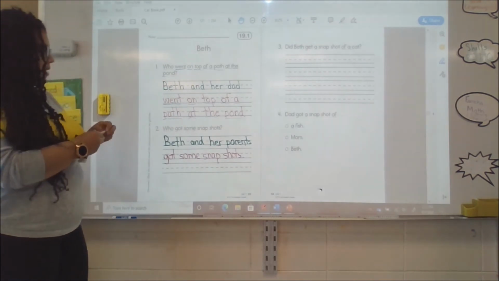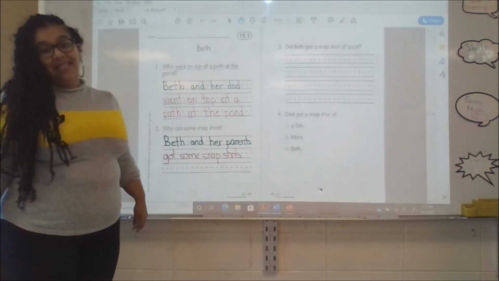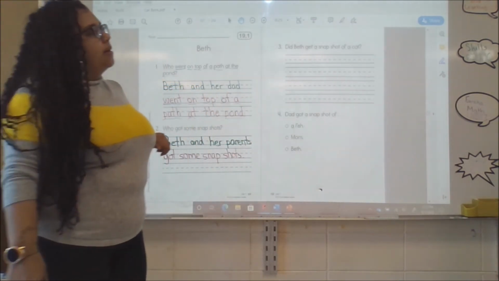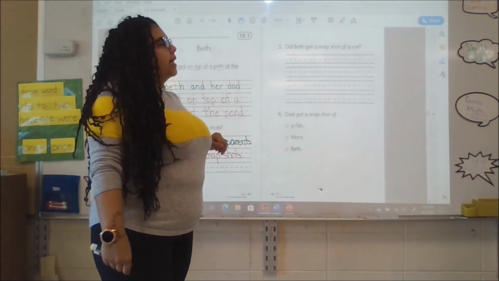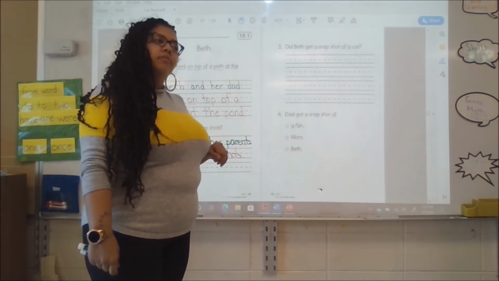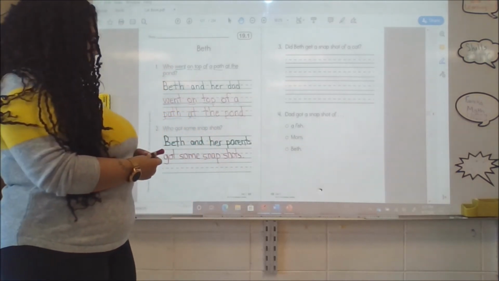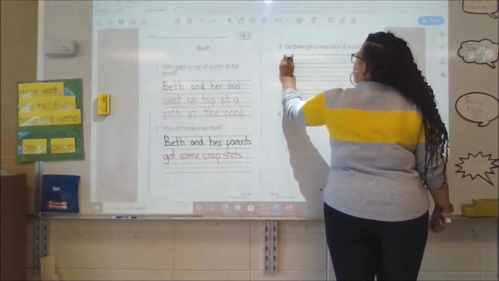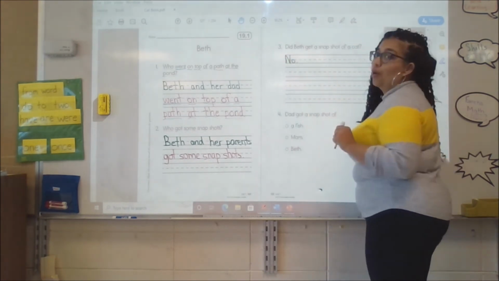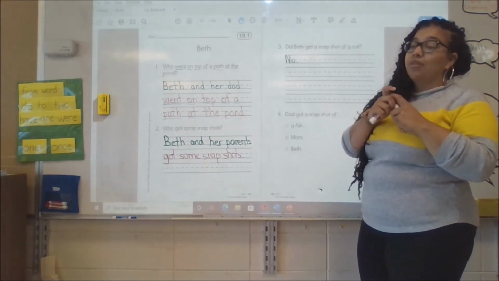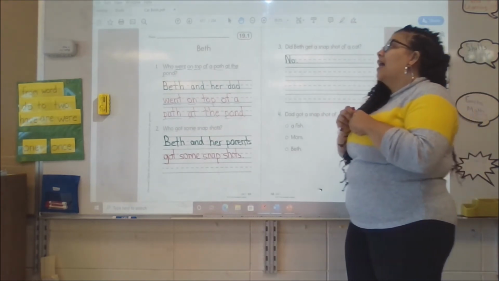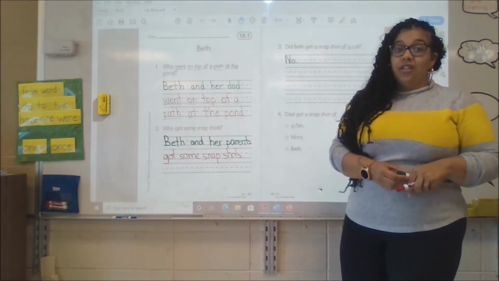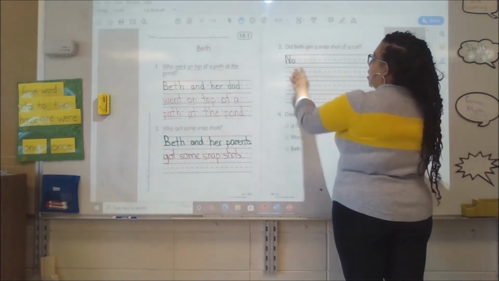Period. Snapshots. Beth and her parents got some snapshots. The next one. Did Beth get a snapshot of a cat? And what's the answer to that question? No! The answer to that question is no. And the cool thing about the word no, it's kind of treated as a complete sentence answer. But if I didn't read the book and I'm checking the word, is that going to be enough information? It will not. No.